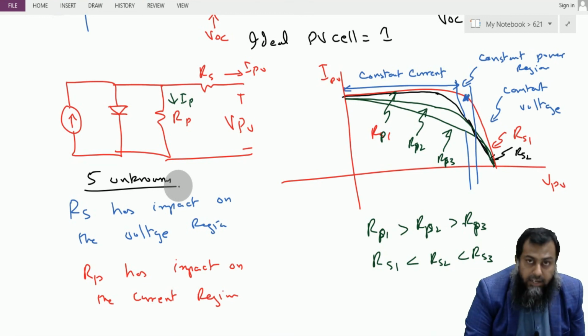So in the next class, we will discuss how to solve this particular problem and what are the other models of a photovoltaic device which are developed by the researchers to enhance the accuracy of a PV model.